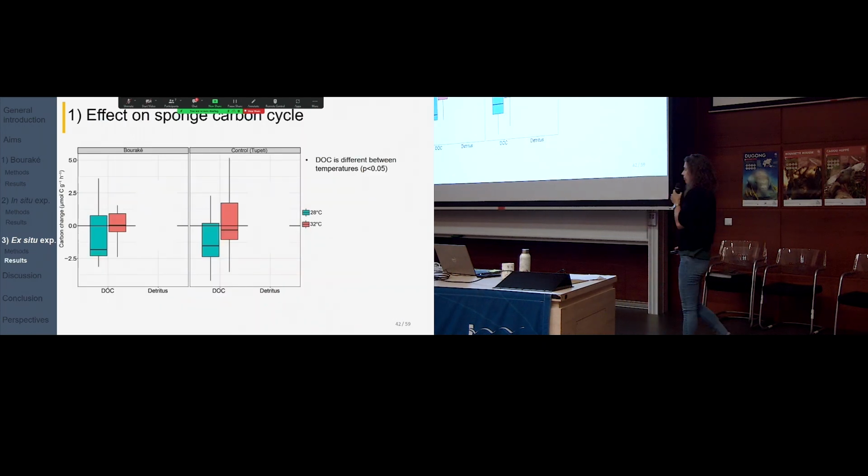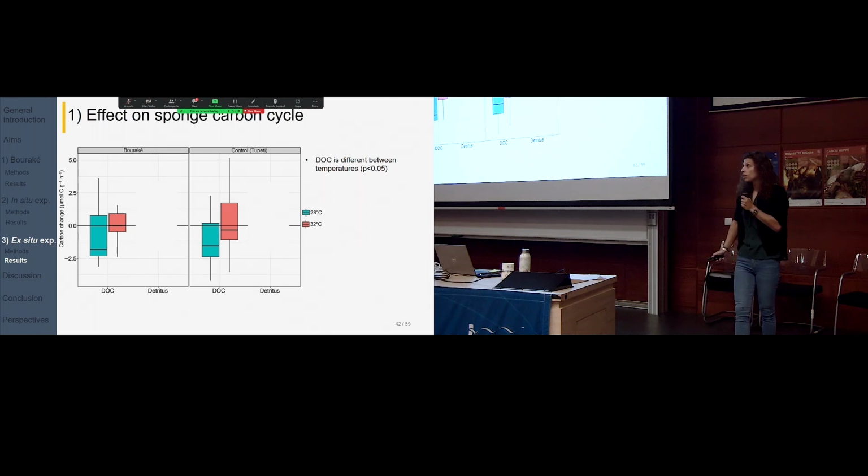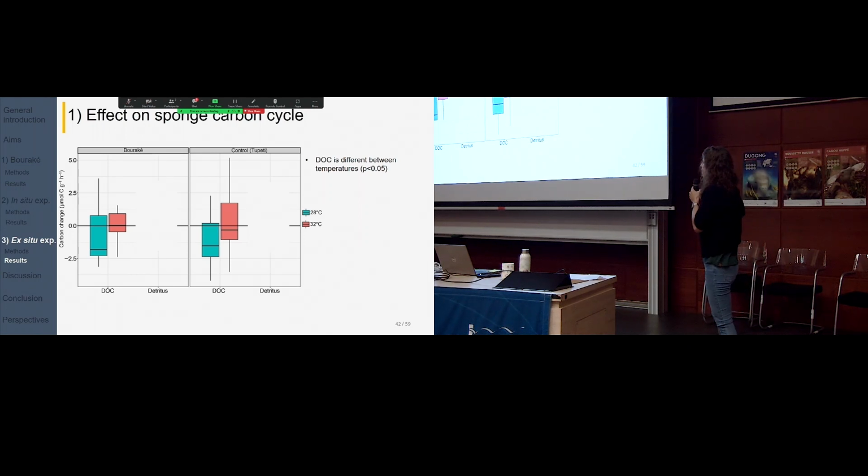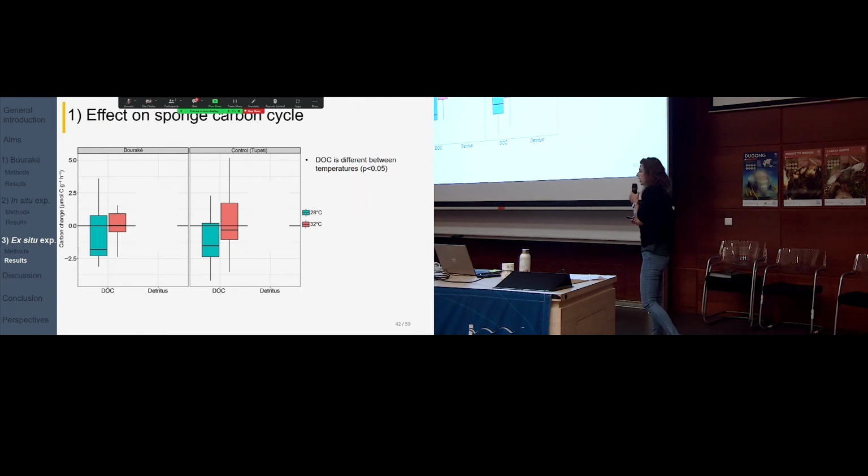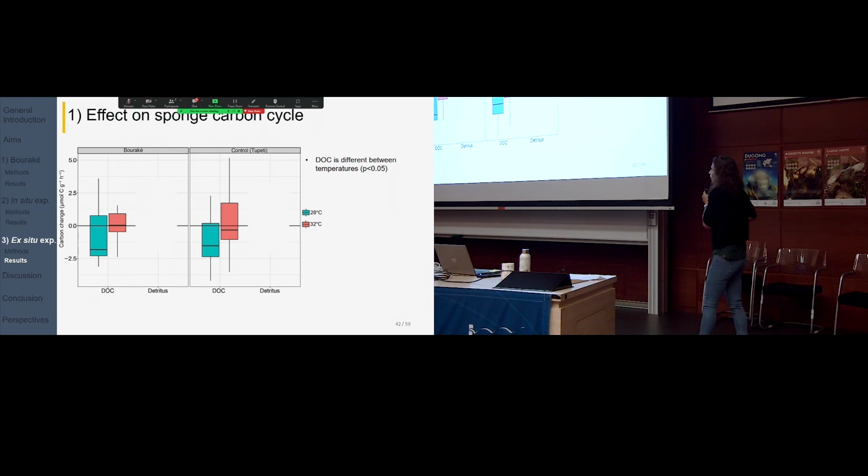So here we can find the first main result at the level of the sponge carbon cycle. We can see that sponges from Boracay and sponges from the control site, during both 28 and 32 degree temperatures, consume dissolved organic carbon, even if with high variability, and lower DOC consumption at 32 degrees. So we can generally confirm the first step of the sponge loop.